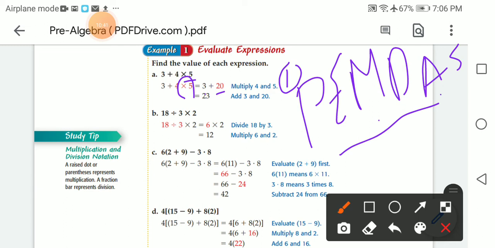When I see here 18 divided by 3 times 2, I have here division and multiplication. What should you do? PEMDAS, multiplication, division from left to right. So I start with dividing first, 18 divided by 3, then multiply by 2.